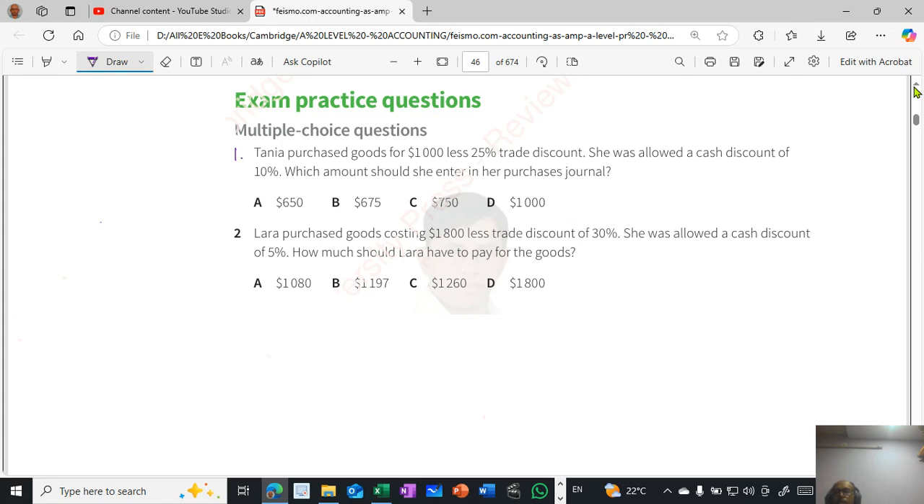Number one. Tanya purchased goods for 1000 less 25% trade discount. So trade discount is never recorded but should be considered. So that is 1000 minus 25% is 250. She was allowed a cash discount of 10%. So cash discount will be considered at the time of payment. So entry will also be passed. What amount should she enter in her purchase journal? In the purchase journal she has to record 750.